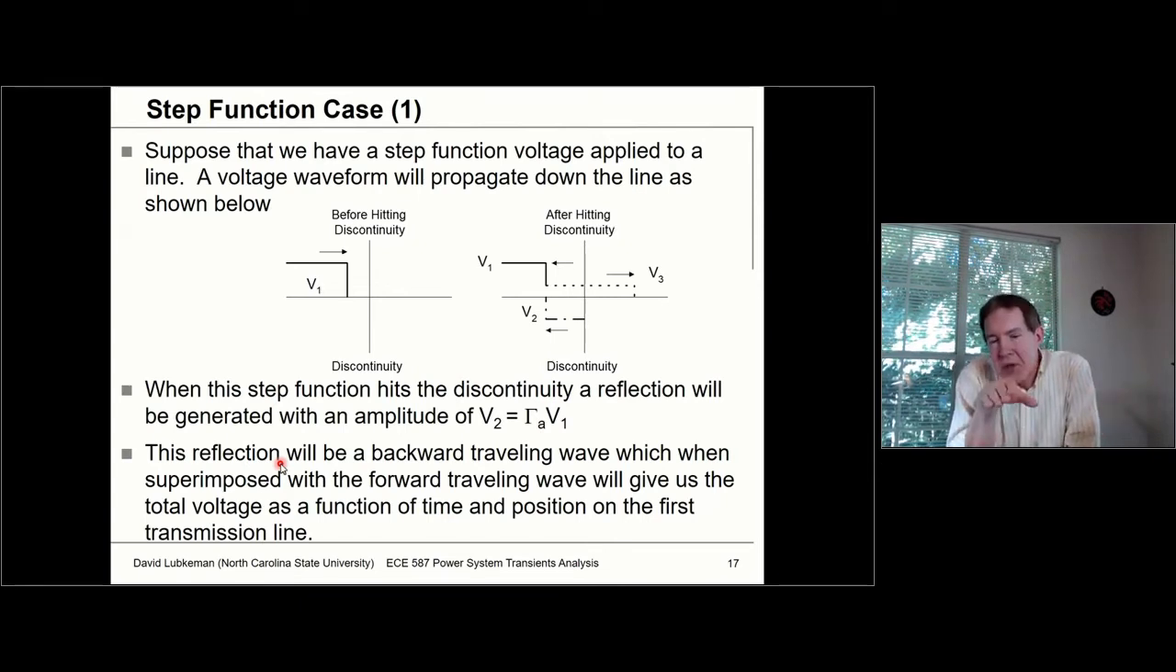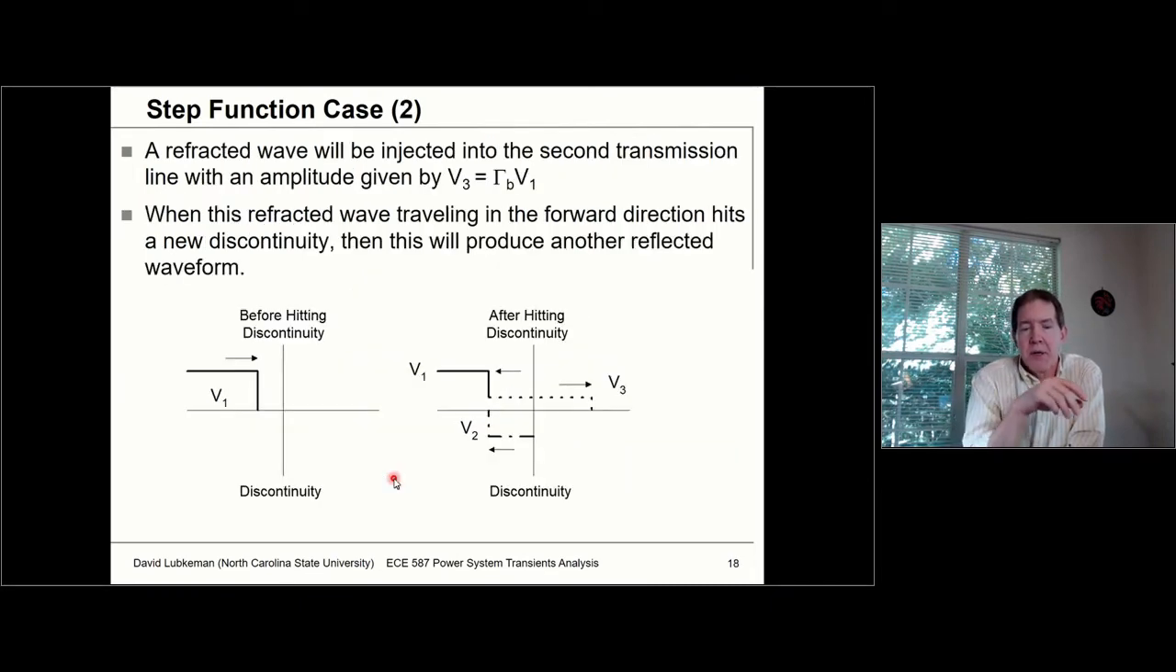And on the left-hand side of the discontinuity, in order to figure out what the net voltage is, we have to take V1 plus V2. So as soon as V1 hits that discontinuity, in order to do the math, we have to add both those waveforms up. That's the reflection part. And then the refracted part, V3, is given by the refraction coefficient times V1. So the waveform V1 traveling from left to right hits that discontinuity, and what keeps traveling down that second cable section is V3, which is gamma B times V1.